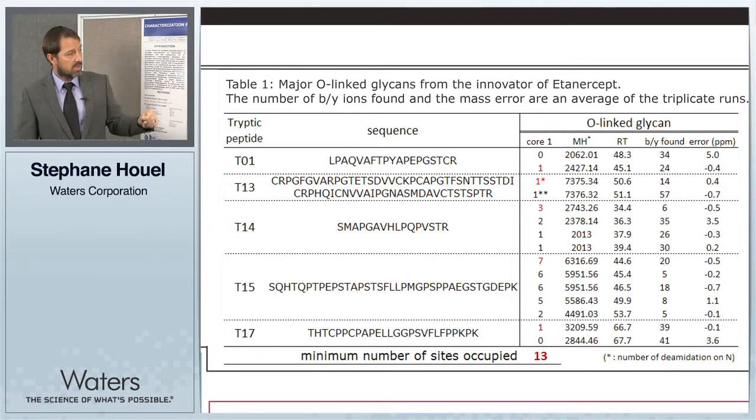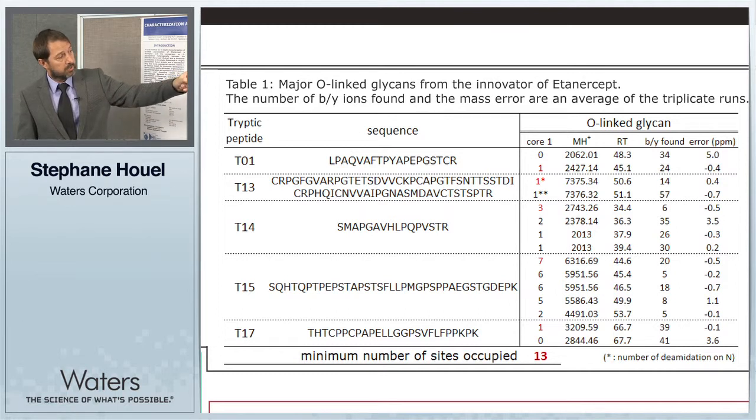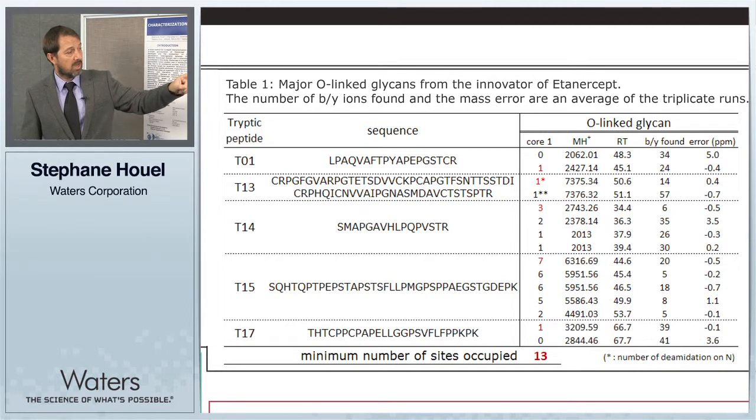So what you can see on table 1, you have a minimum number of 13 sites that are occupied, and all of those sites are on 5 different peptides. T1 is a tripeptide, so we'll call that T1, T13, T14, T15, and T17. And you can see that the peptide T17 has up to 7 O-glycosylation sites. And you also have 2 glycoforms with 6 sites on it, and the retention times are 45.4 and 46.5.